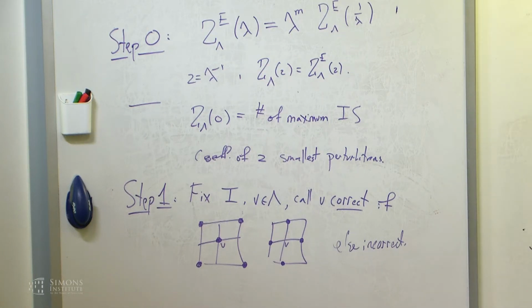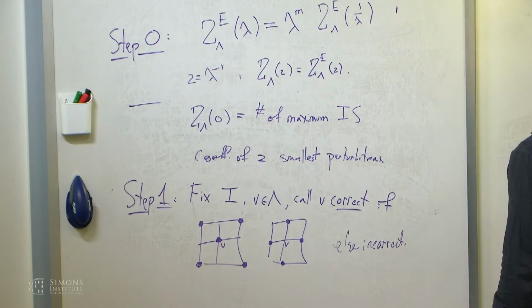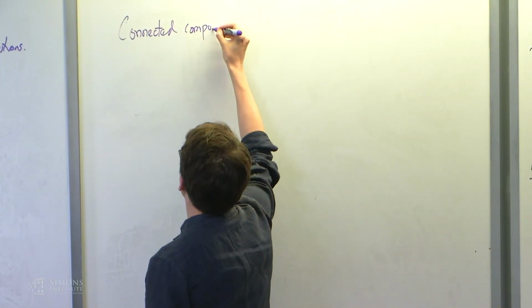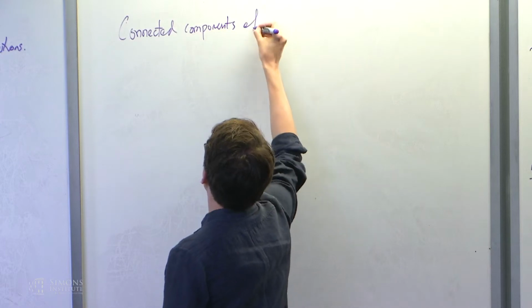So using this idea of having correct and incorrect vertices, we can start to draw pictures that are easier to draw than to write the explicit expressions for the partition function that get us close to a polymer model. So we have connected components of incorrect vertices.